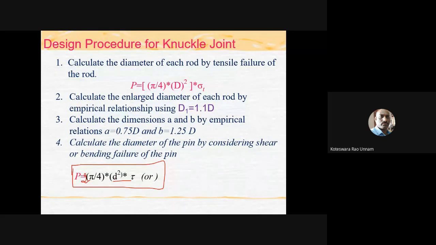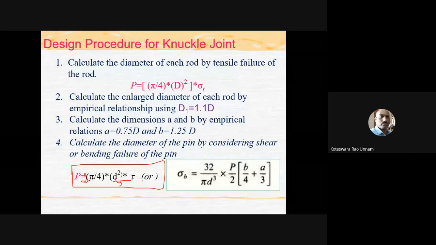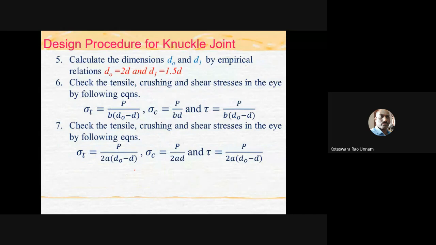Of course, if you use this equation, then you need to check for the bending stress. If you use the bending stress equation to determine the d value, you need to check for the shear stress. That is the point you need to remember. Once you have the d value, you need to identify the dimensions of d0 and d1 using the empirical relations again: d0 is equal to 2d, and d1 is 1.5d. Once you have done that, you have identified all the dimensions of the joint.